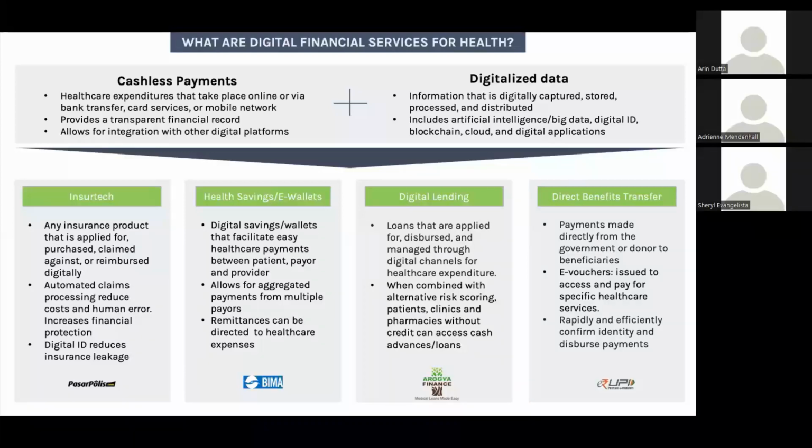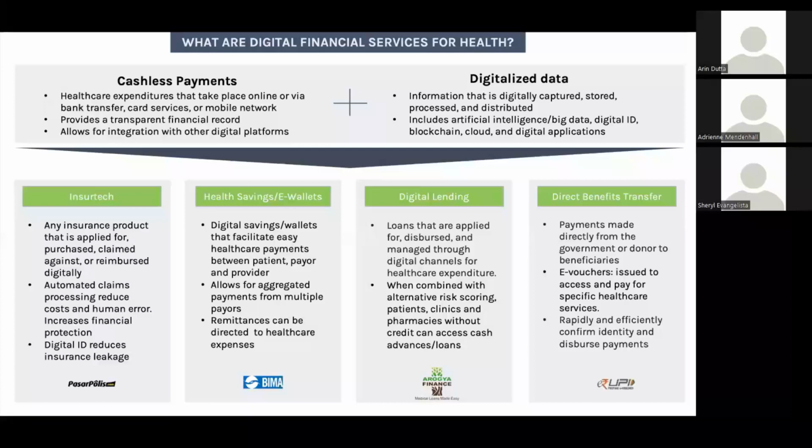So looking at advancements in data technologies, plus the cashless payments, allows us to build models such as InsurTech. The term encapsulates almost every technology that's being used in the insurance industry. But more simply put, it's any product that is allowing us to apply for, purchase, and use insurance products. And it brings with it a lot of automation and can increase financial protection.